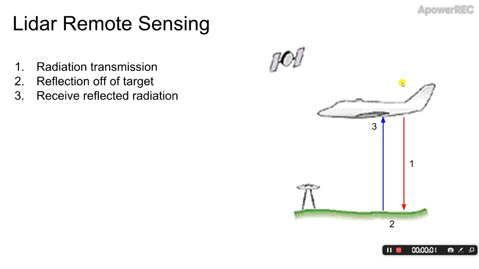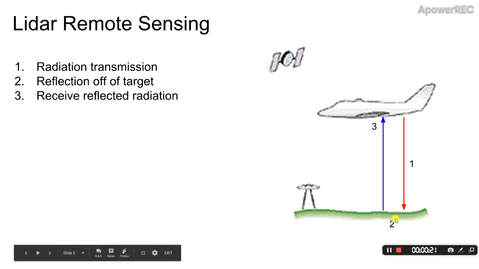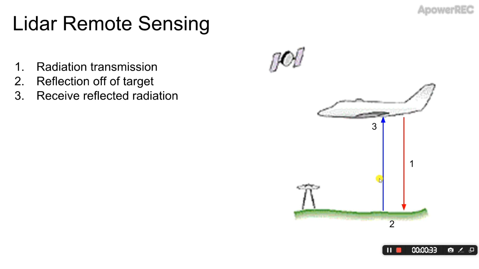LiDAR, or light detection and ranging, is an active remote sensing method. We take a look at the image on the right, and we use this plane measuring the altitude at which it's flying as an example. The plane has some sort of radiation source on it, and it sends out a radiation pulse, which is represented by the red arrow in this image. It will then reflect off the ground at position 2, and then be received by the plane. This reflected pulse is represented by the blue arrow in this image.